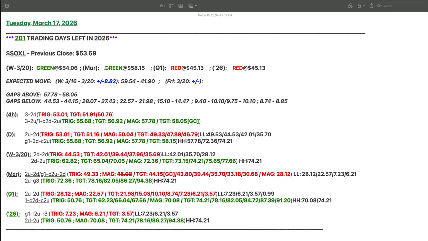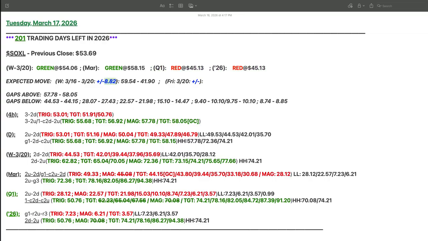Same with the month; it is red as well. But to get the month green, we've got to get all the way up to 58.15. I say all the way; it's just further than flipping the week green. But the quarter and year are still green. We'd have to get down to that 45.13 level in order for those to flip red. But right now we don't have any continuity between the time frames, right? Red, red, green, green. So expect more chop, expect more range trading, right?